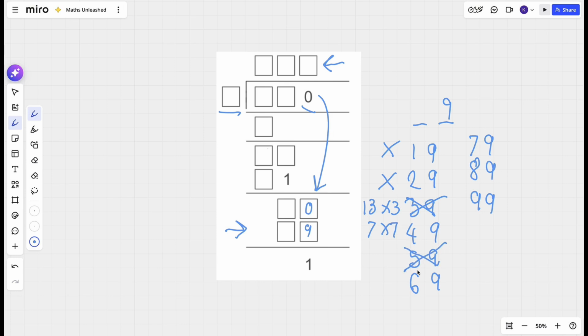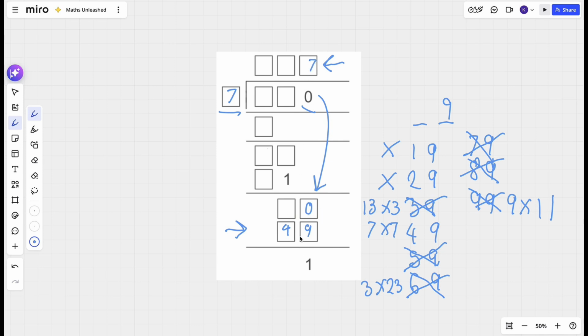59 is prime. 69 is 3 times 23. 23 is not a digit, so again 69 doesn't work. Both 79 and 89 are prime. 99 can only be made through 9 times 11. However, 11 is not a digit, so 99 doesn't work. This means 49 is the only one that works. So this must be 49, the divisor must be 7, and the last digit of the quotient is also 7.